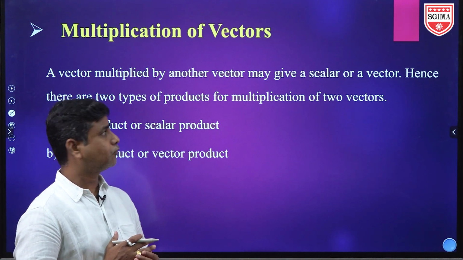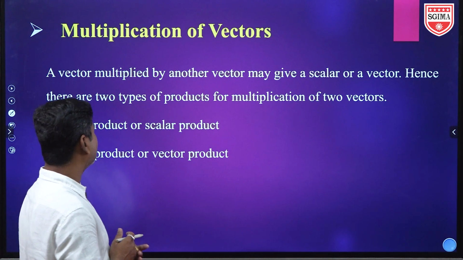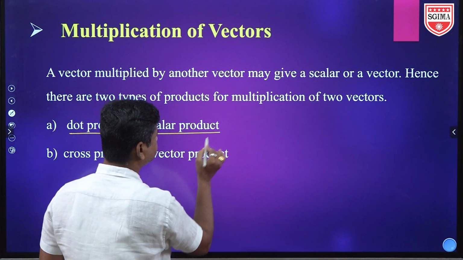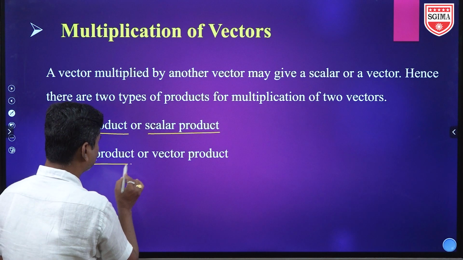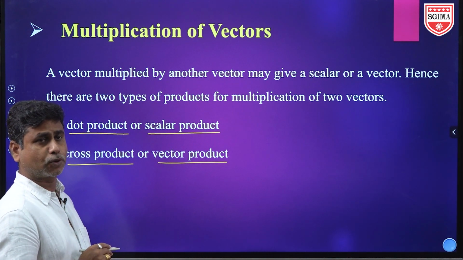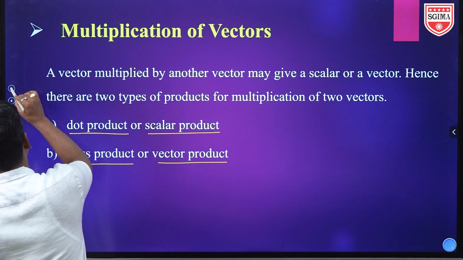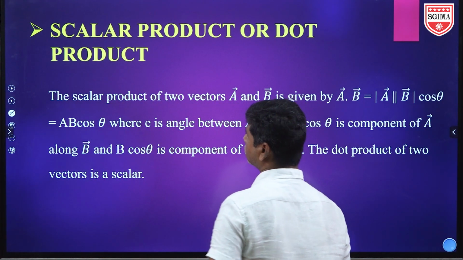Here I have the two types of multiplication. One is the dot product, or scalar product. The first one is the dot product, whose other name is the scalar product also. The second one is the cross product, whose other name is the vector product. Here, the first one is the dot product or scalar product.